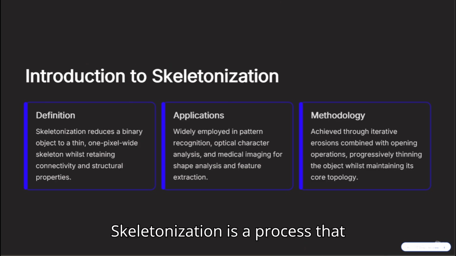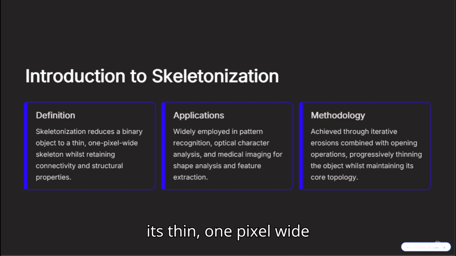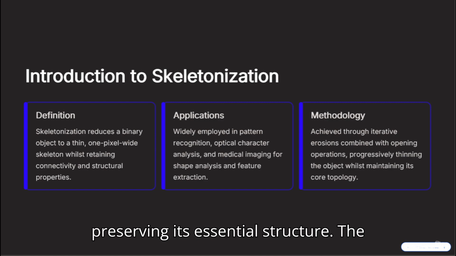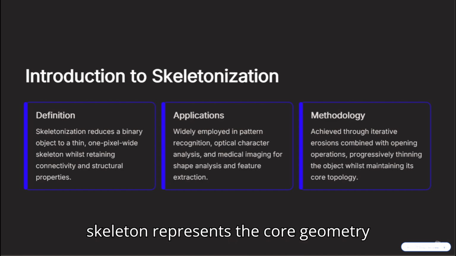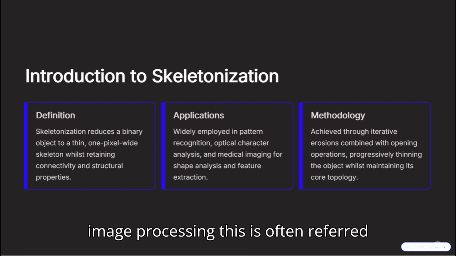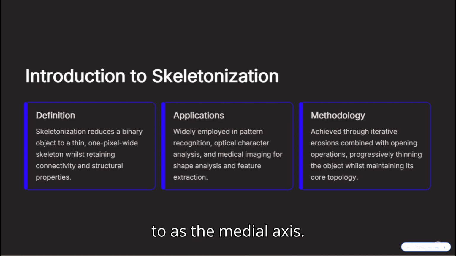Skeletonization is a process that reduces a binary object to its thin, 1-pixel wide skeleton. It removes redundant information from the image while preserving its essential structure. The skeleton represents the core geometry of the object, essentially the central line that runs through the middle of the shape. In digital image processing, this is often referred to as the medial axis.